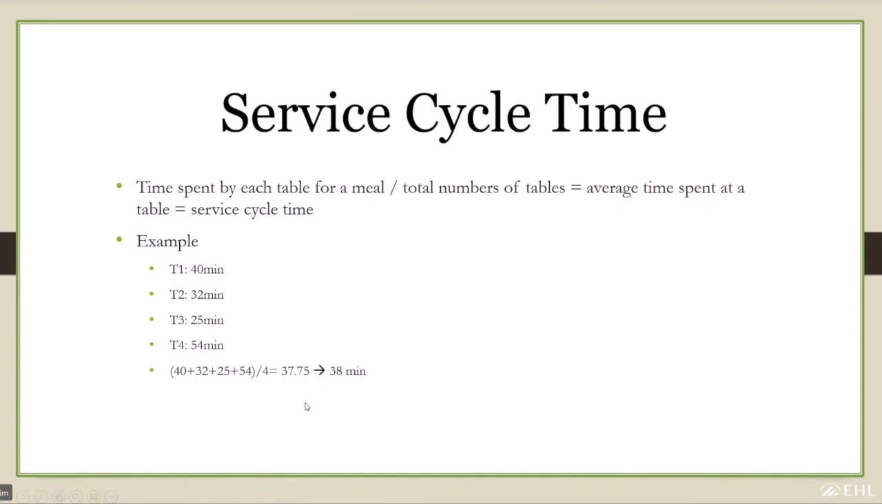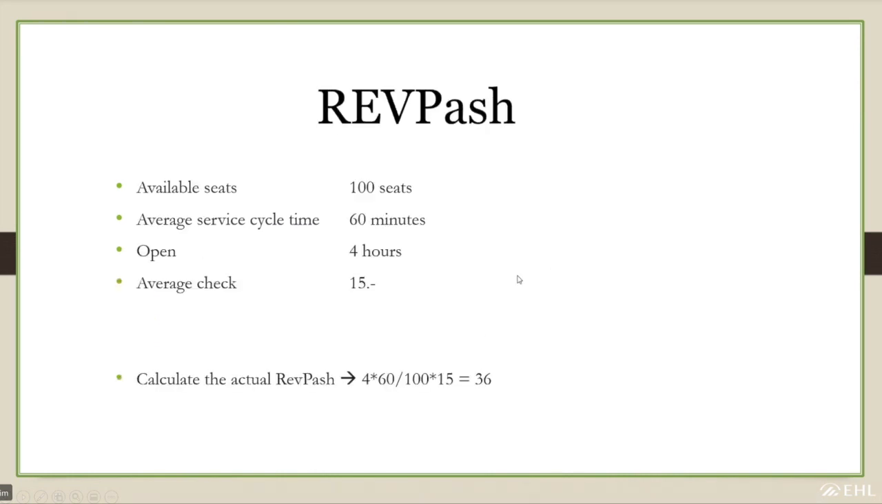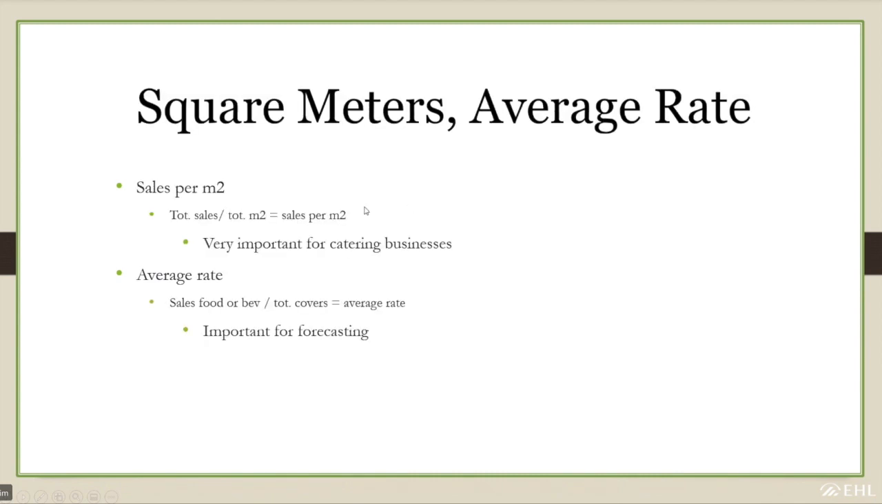No worries. Perfect. That's basically just what the average cycle time is, how you get that average service cycle time, how you get 60 minutes in this case in the RevPAS. Then square meters and average rate. Sales per square meter is not really interesting for a restaurant that has a fixed amount of square meters, obviously, but it is very important for catering businesses, because obviously now with COVID, they can't do that, but they need to know how much they're doing per square meter so they can improve with different seats, with different tables, different shapes of tables, so that they are maximizing the revenue per square meter.